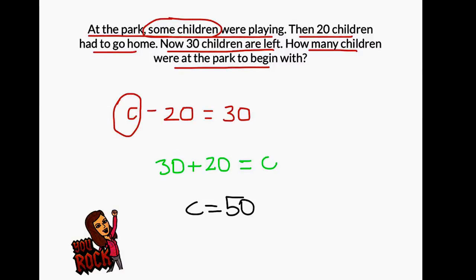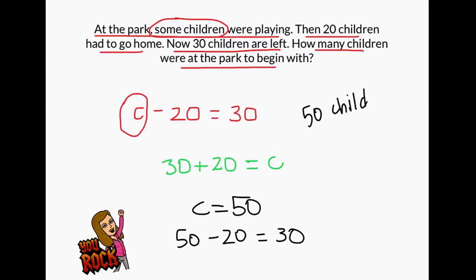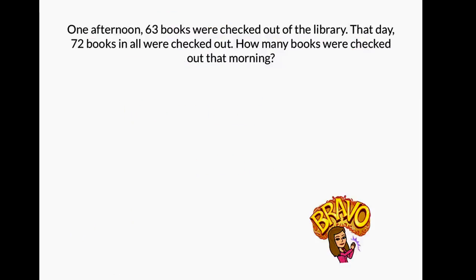So just to check my work, if I took 50 and subtracted 20, because remember those 20 kids left to go home, yes, that does create an equal equation to equal 30. So my answer would be 50 children, because 50 kids were there to begin with. Now I'm ready for my next problem.